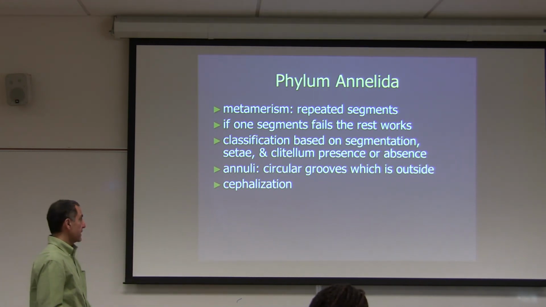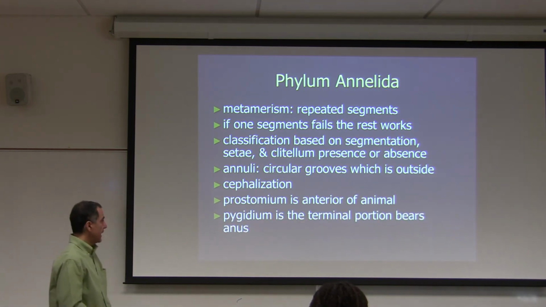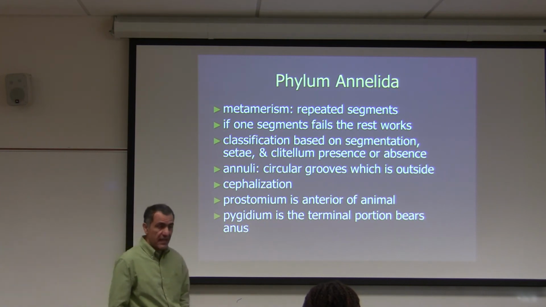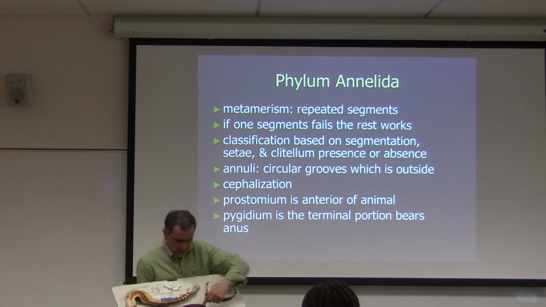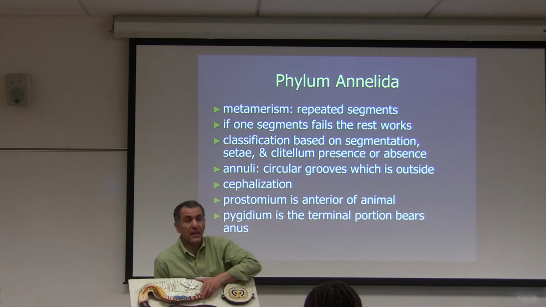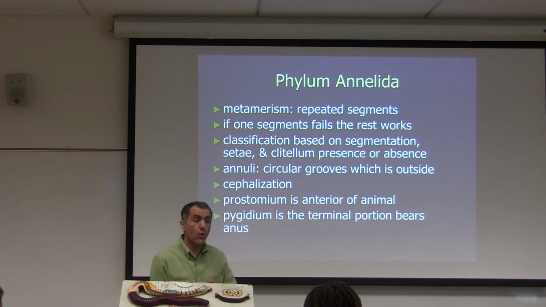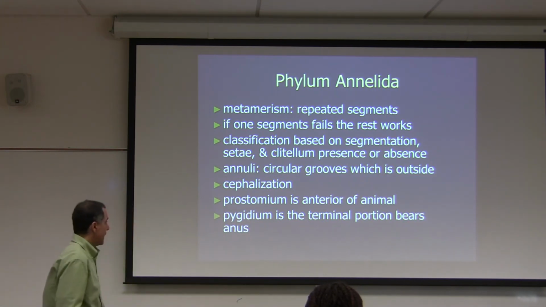Put them back, please. Okay, the prostomium is the anterior of the animal, and the pygidium is the last segment of the animal. On this model you do have the pygidium and prostomium. The pygidium is the very last segment, and the prostomium is the very first segment. The clitellum is here, so I know the head is here. If you see a live animal, or if you're dissecting today, most all of them have a clitellum. The pygidium is the terminal portion that has the anus.